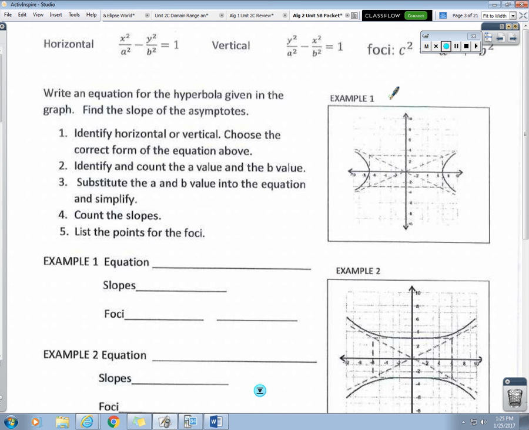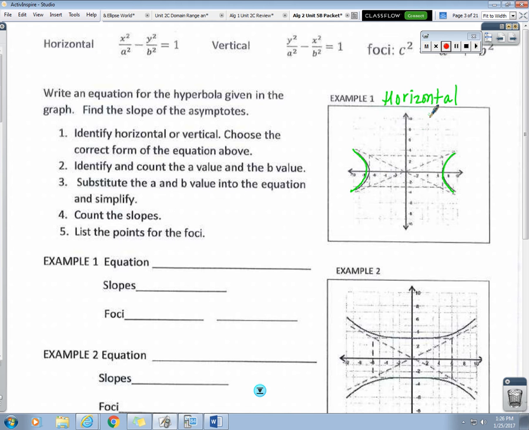Let's look at example 1. The directions say, write an equation for the hyperbola given in the graph. Then find the slope of the asymptotes. Okay, well first you need to identify whether it's horizontal or vertical. What is this hyperbola, horizontal or vertical? Horizontal. And the reason we know that is because it's opening right and left. And isn't right and left horizontal?